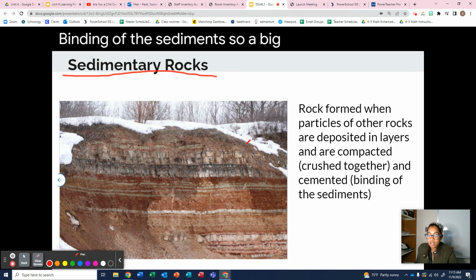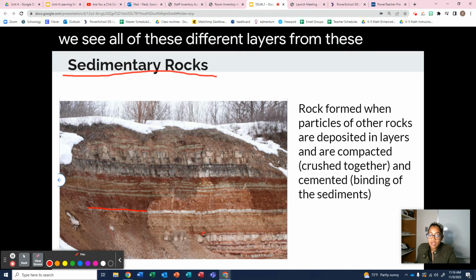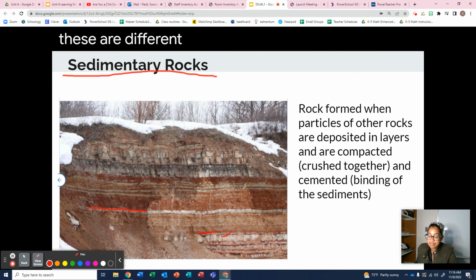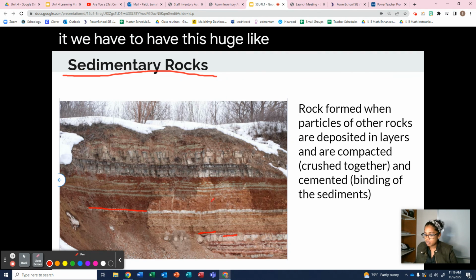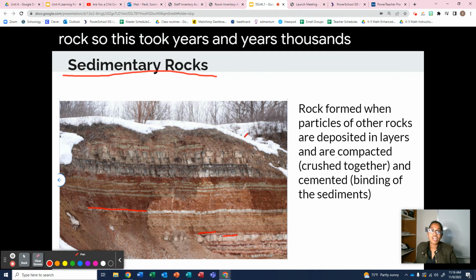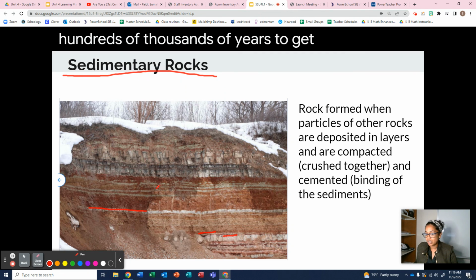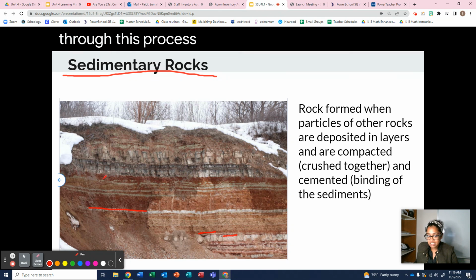A big characteristic of sedimentary rocks is that you will see these layers. If you look at this rock right here, we see all of these different layers from these colors, right? This is showing us that these are different types of rocks that have been deposited and then pushed down together and cemented. We actually have this huge hill right here that was formed, but this whole thing is a sedimentary rock. This took years and years, thousands, if not hundreds of thousands of years to get formed. But through this process, we can get some really cool rocks and really cool structures.